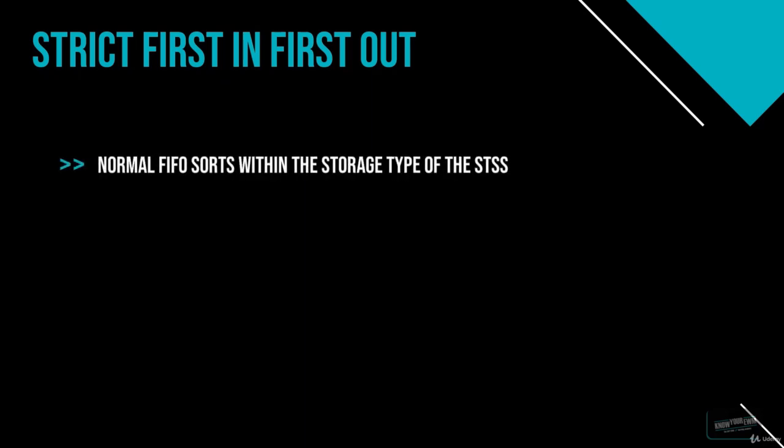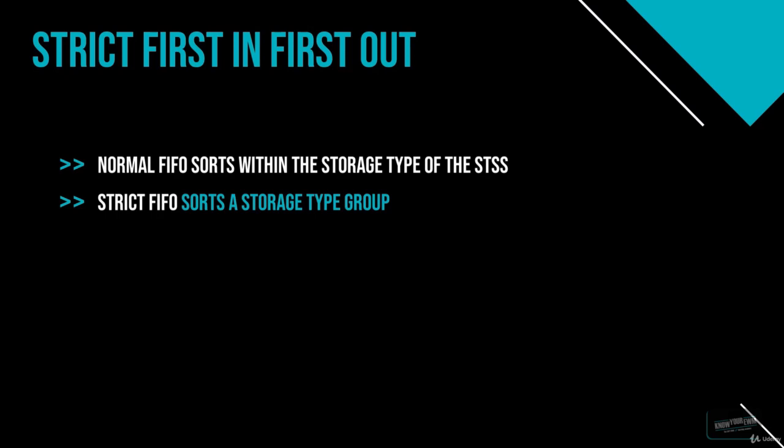Strict first in, first out. You might ask yourself what the difference between this option and the previous one actually is, and the answer is pretty simple. With the first in, first out rule from before, we are only going for a first in, first out kind of sorting within the separate storage types of the storage type search sequence. With a strict first in, first out rule, the sorting is pretty much the same, but not within each storage type individually, but within a storage type group.